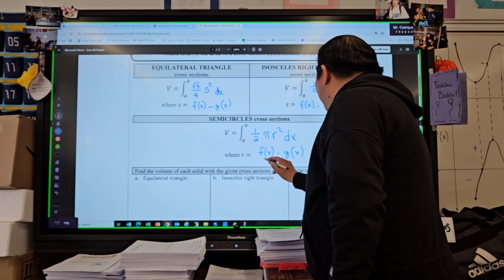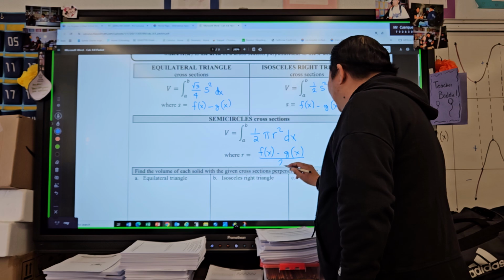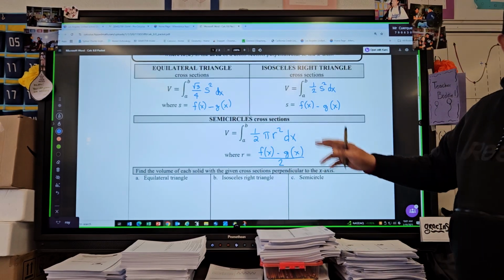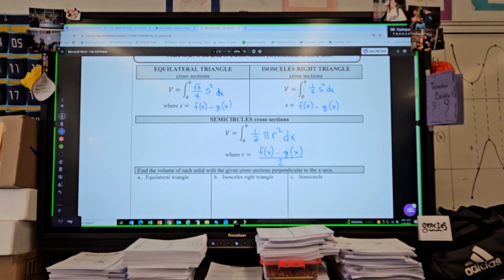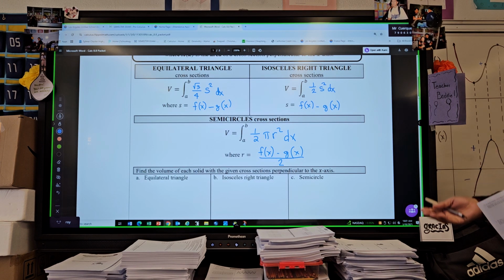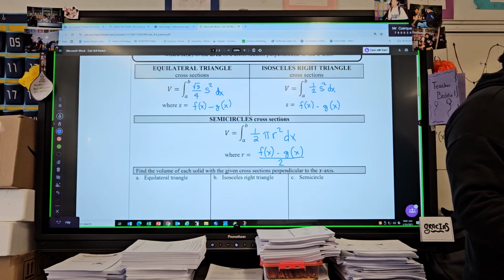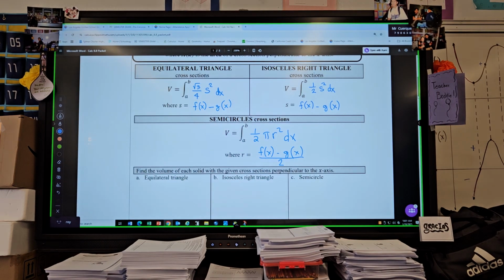We'll be using these formulas for the problem, and this topic is very short. After this, we're going to have practice right away. Any questions first before we do problem A, then B and C?